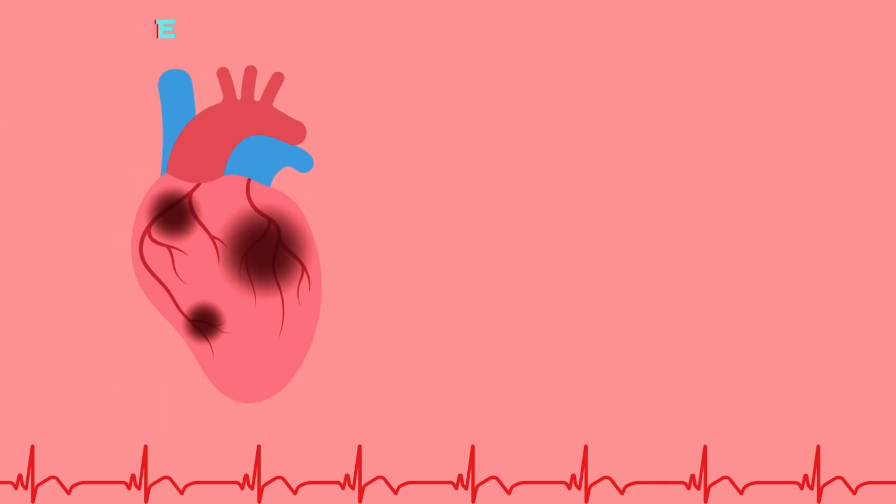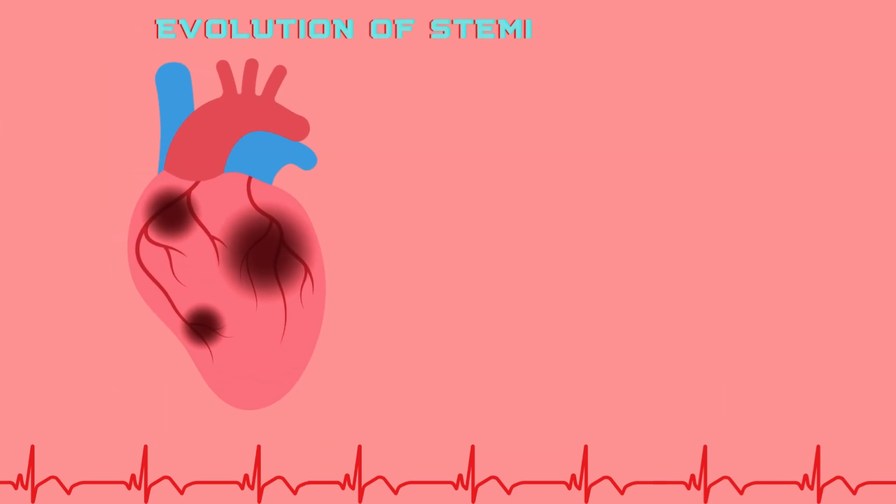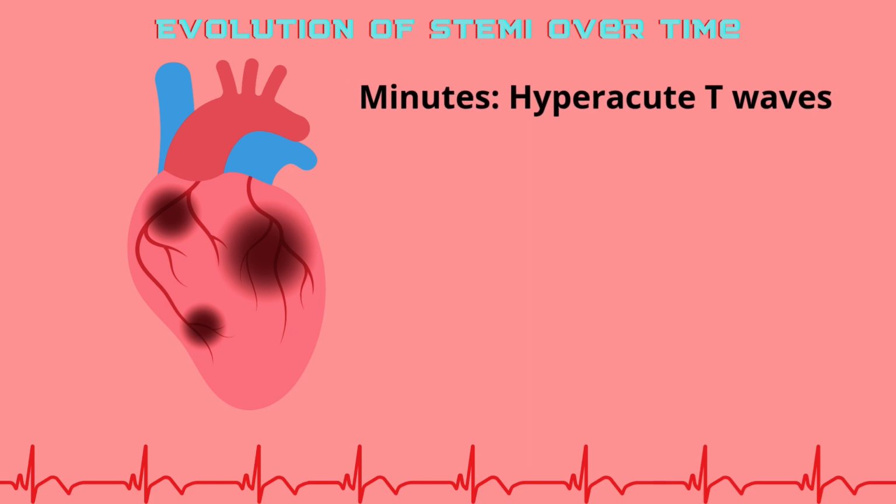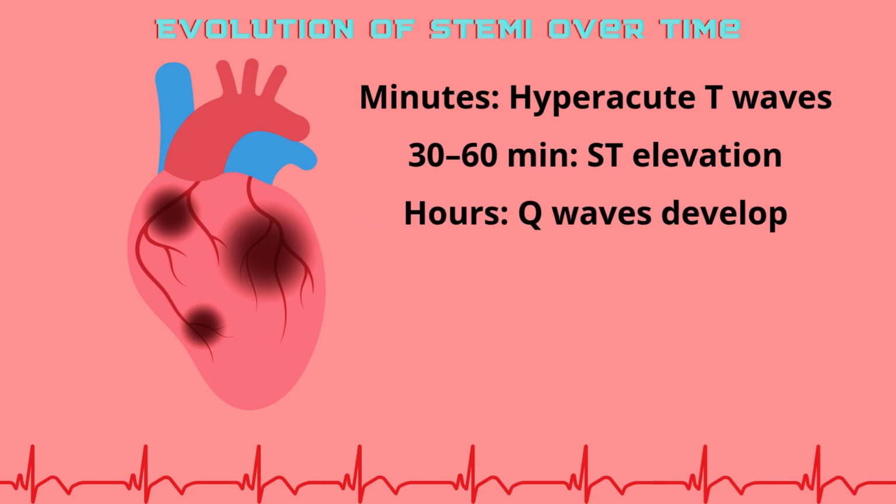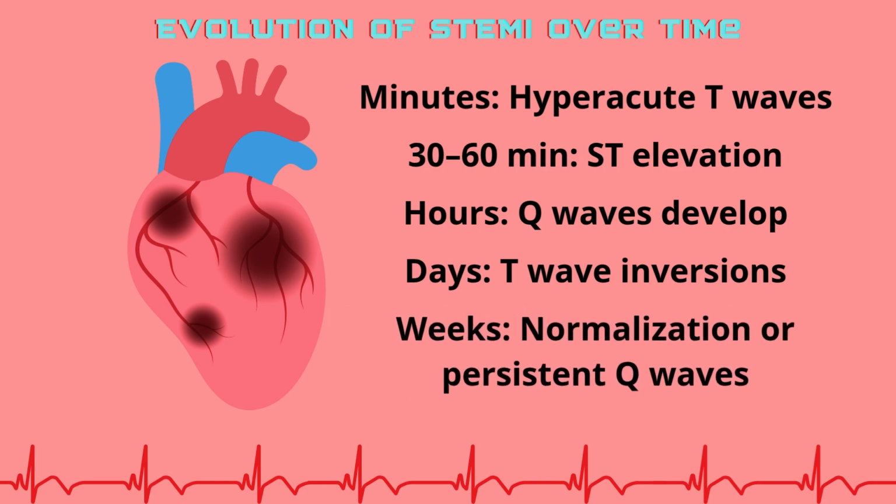A myocardial infarction has an electrocardiographic timeline. In minutes, you will have hyperacute T waves. In 30 to 60 minutes, you will have ST elevation. In some hours, you will have Q wave developments. And in days, you will have T wave inversions. In weeks, there will be a normalization of persistent Q waves. Serial ECGs are vital, and an ECG is a snapshot. Trends will tell you the real story.